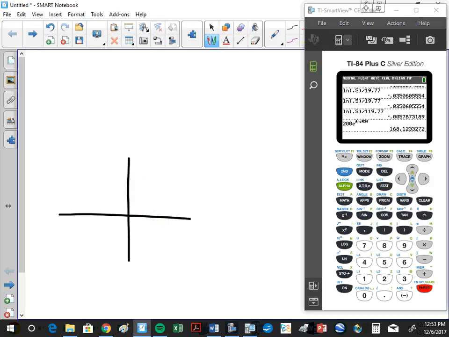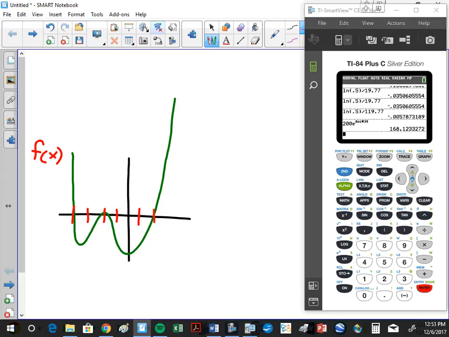Okay, what if I had this graph? Okay. And this graph is called f of x. Okay. What would f of (x plus 1) minus 2 look like?